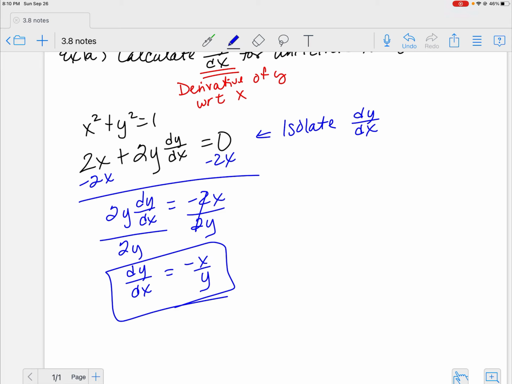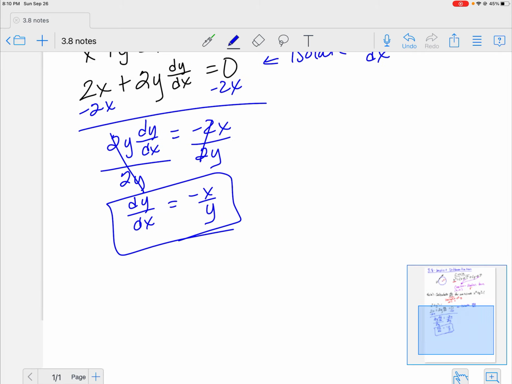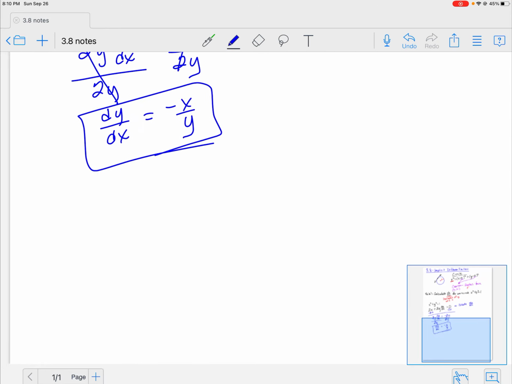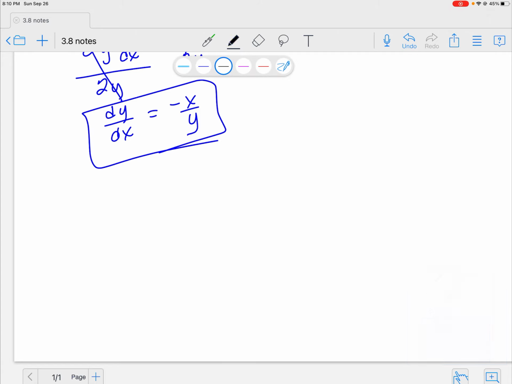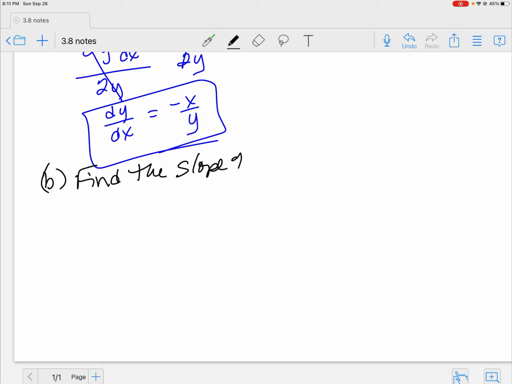All right, so I divide by this 2y on both sides. I've subtracted that 2x, and then this is what I have left over. So when you have implicit differentiation, you're going to have two variables in your answer. Now, what is a derivative? What's another word for derivative? Slope of the tangent line, right? That's our Pavlovian response.